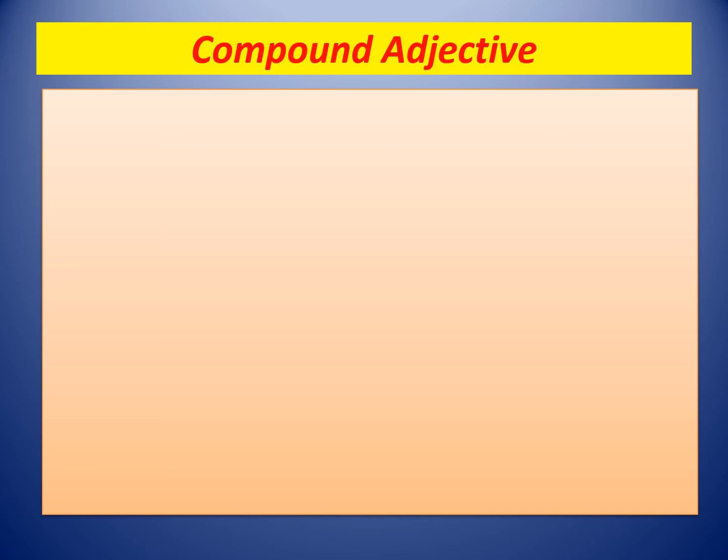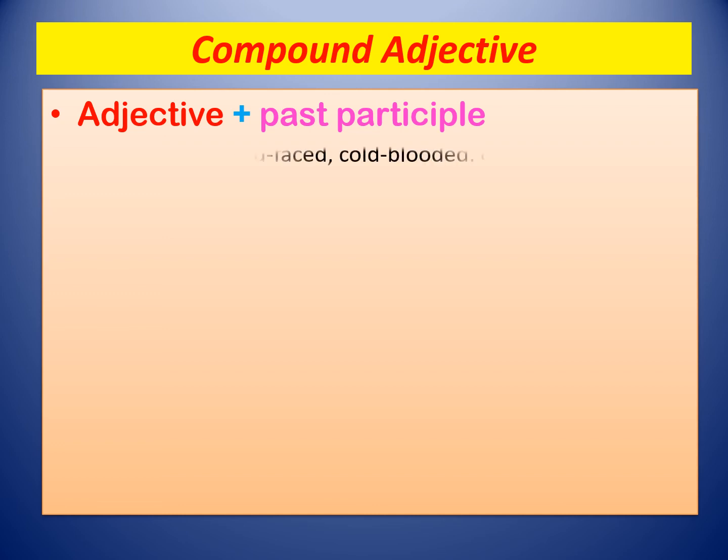Compound adjectives are formed with an adjective and past participle. Examples: old-fashioned, red-faced, cold-blooded, clear-sighted. These are all compound adjectives formed with an adjective and past participle. Old-fashioned. In this, old is an adjective, fashioned is a past participle word. Let us frame some sentences using these compound adjectives.